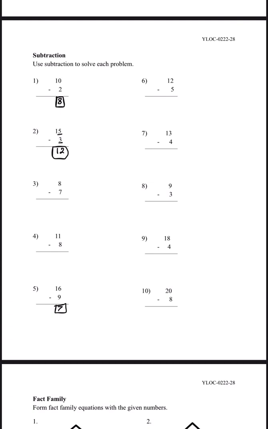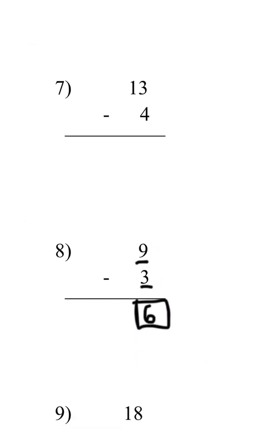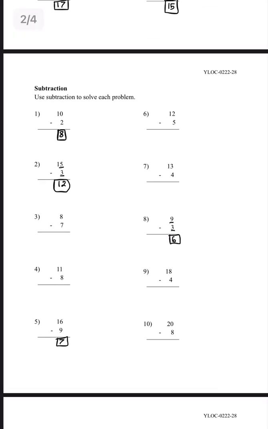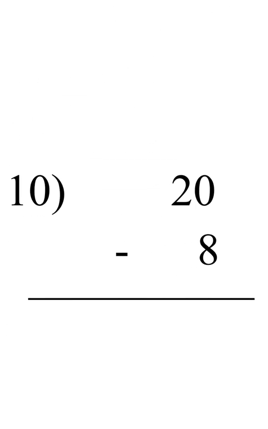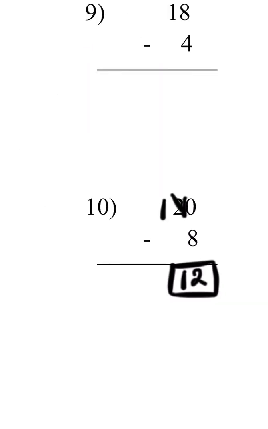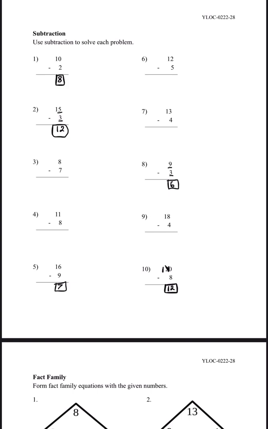Let's move on to number 8. 9 minus 3 is 6. So 6 is the answer for number 8. Lastly, let's move on to number 10. For number 10, we have to subtract 8 from 20. But 8 is larger than 0, so we need to borrow from 2, which becomes 1, and 0 becomes 10. So now 10 minus 8 is 2, and 1 minus 0 is 1. So 12 is the answer for number 10. Let's move on to the next page.